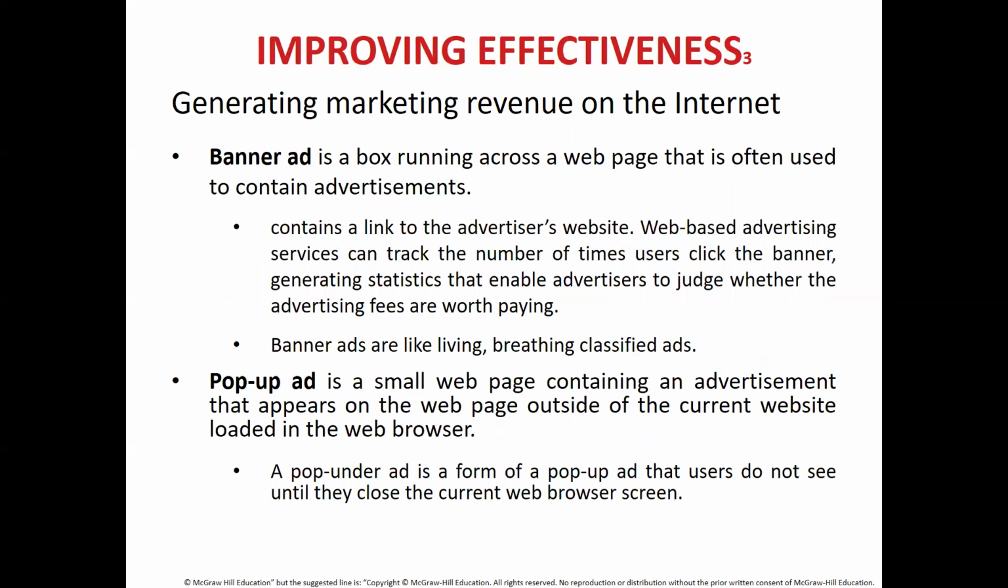Improving effectiveness. Now, when you talk about improving effectiveness, right at the very beginning, we talked about it, it is more about marketing. How do you market your website, or how do you market your electronic business? Generating marketing revenue on the internet. A banner ad is a box running across a web page that is often used to contain advertisements. It contains a link to the advertiser's website.